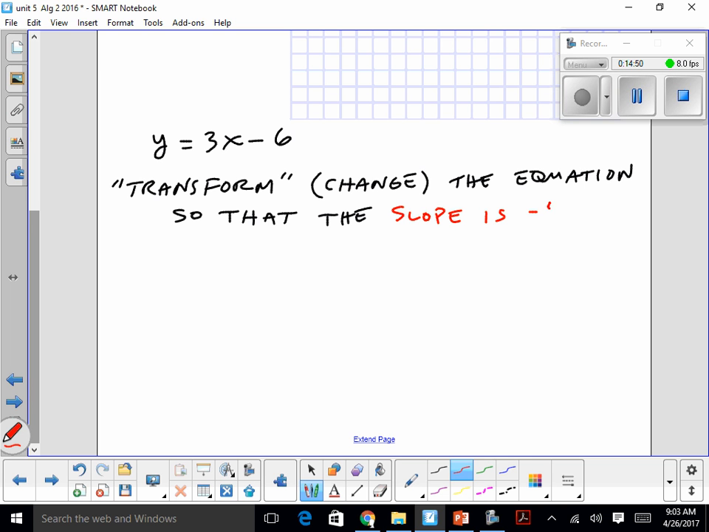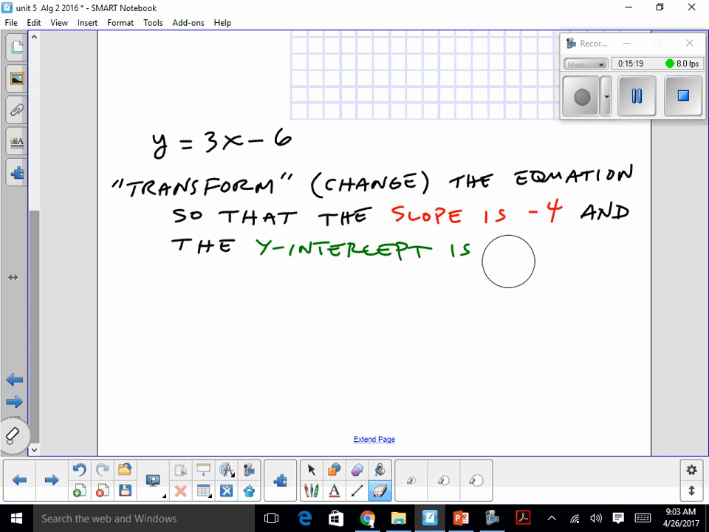And please write this down. The y-intercept is what? Is positive 5? Positive 7. Is 7. Don't say positive, I'll just say 7. Write this one down. And then write that down. Then actually try and do it.